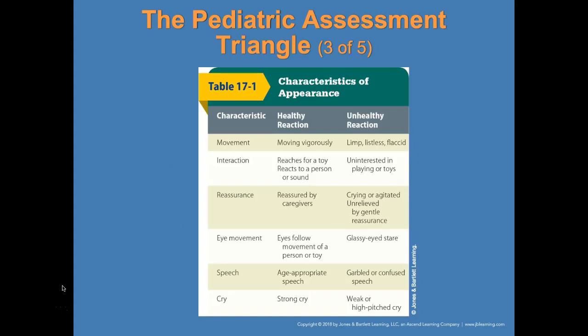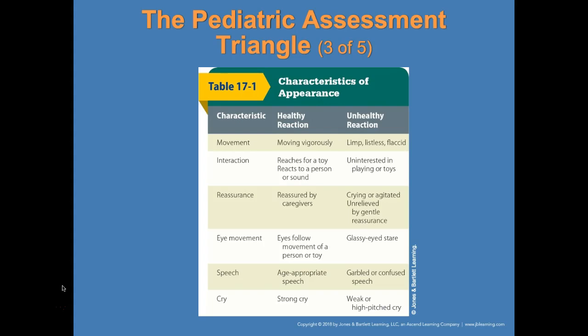Here are some characteristics of appearance. Movement: healthy reactions are moving vigorously. Unhealthy, obviously, is limp, listless, or flaccid. Interaction: if a parent hands them a toy, do they reach for the toy? Do they react to their caregivers? Or are they uninterested in it? Reassurance: they're reassured by the caregivers. When the caregivers start talking to them, they can kind of help calm them down. Or when the caregiver tries to reassure them, do they start crying, get more agitated? Are they unrelieved by these reassurances?